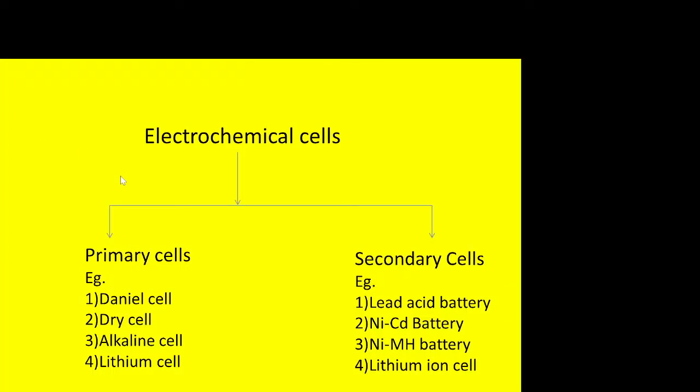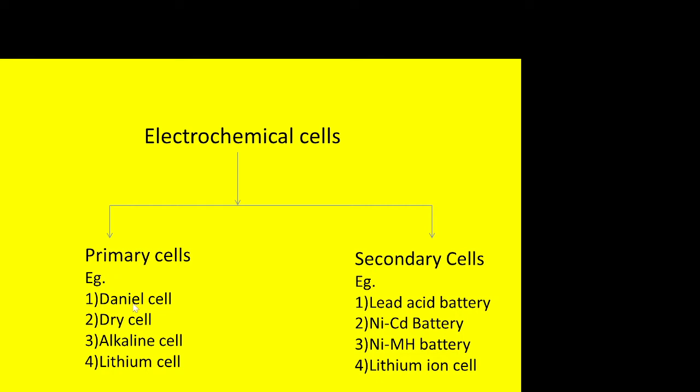Let us discuss electrochemical cells. Electrochemical cells are those cells in which chemical energy is converted to electrical energy. Electrochemical cells can be divided into two types: primary cells and secondary cells. Primary cells are those cells which cannot be recharged, whereas secondary cells are those cells which can be recharged.